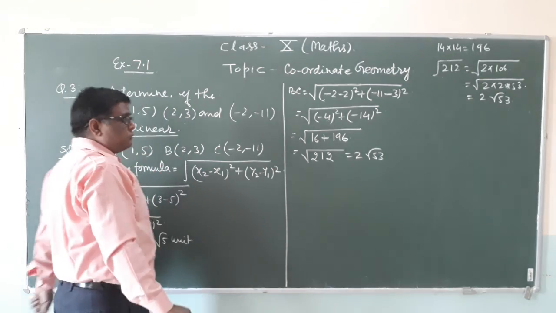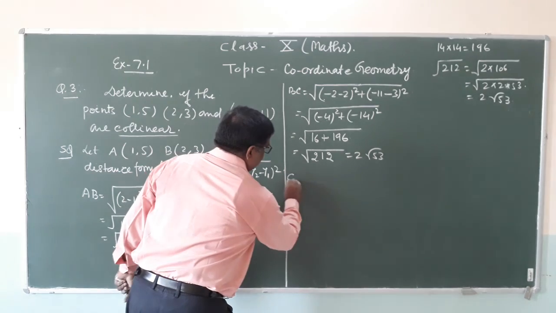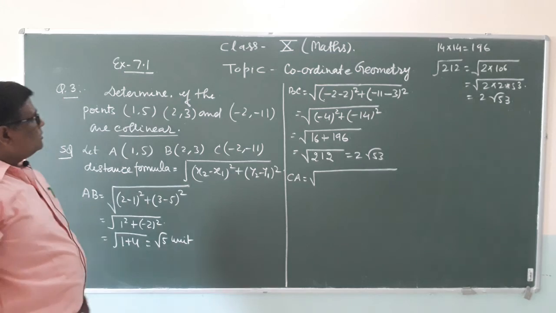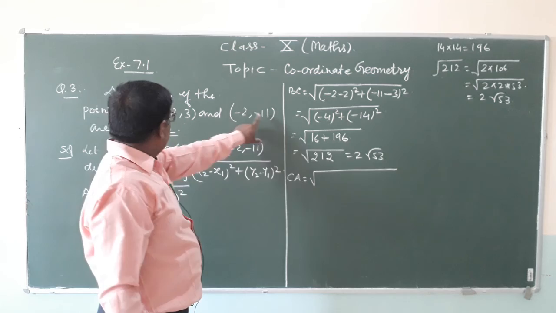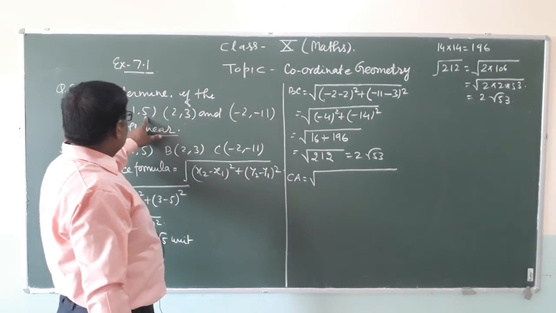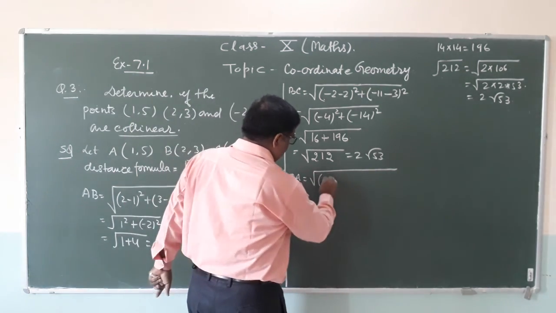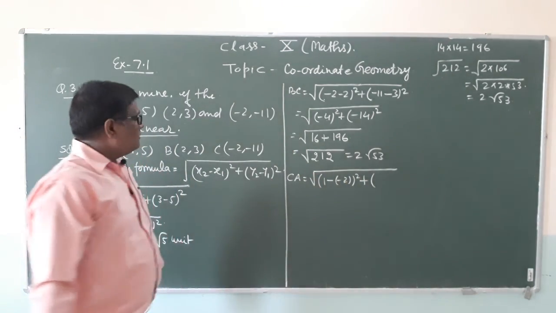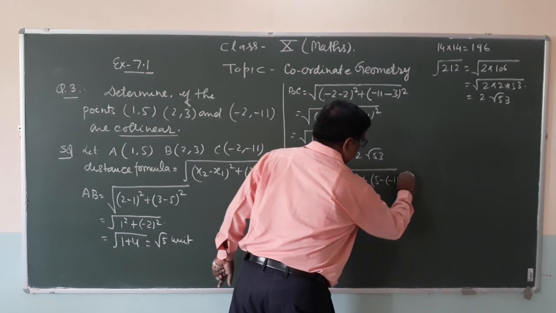Again we have to find AC, or CA, that is CA. Take the formula again, root of (x2 minus x1) whole square plus (y2 minus y1) whole square. So in place of C, that is (-2, -11), and A (1, 5), x1 y1 x2 y2. First of all write x2 minus x1, that is (1 minus (-2)) whole square, and y2 minus y1, that is (5 minus (-11)) whole square.